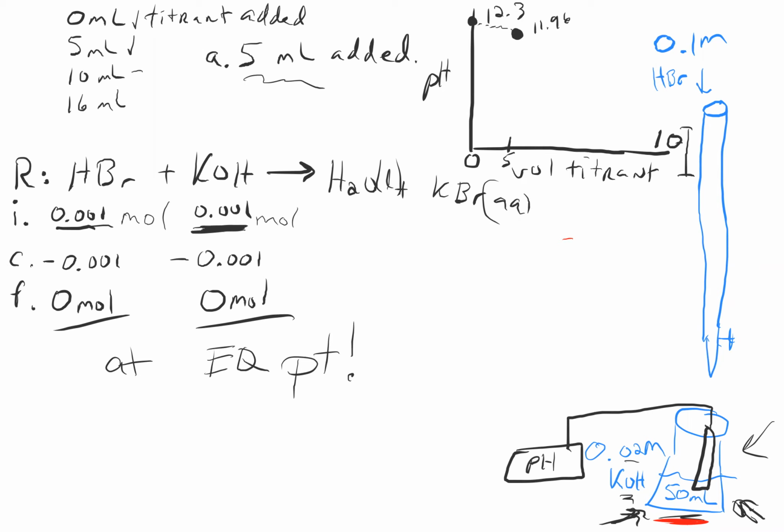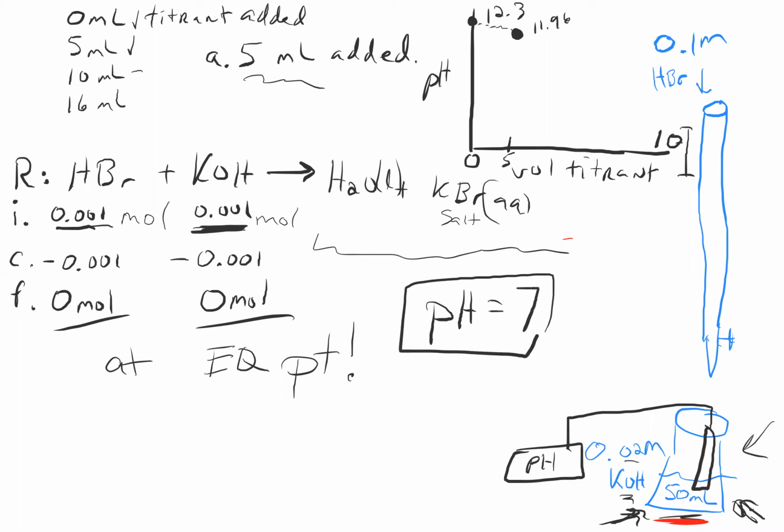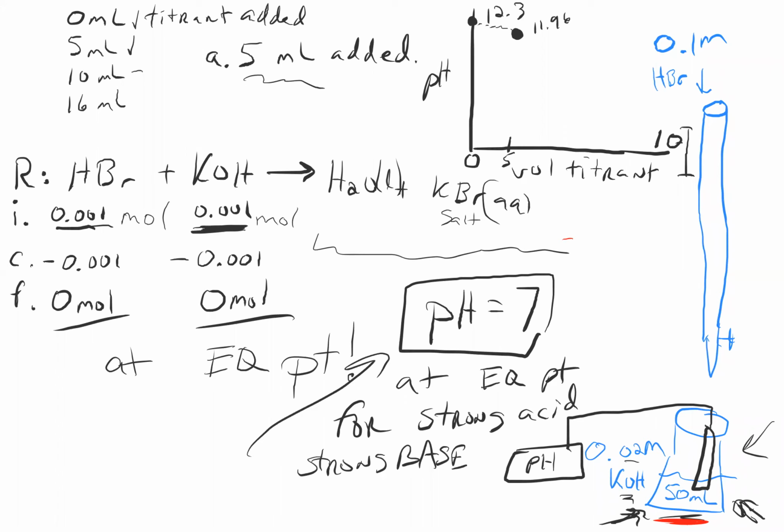Now, all I have in my beaker at this point are these components. I've got some pure water, and I've got some potassium bromide. This is our salt, strong acid, strong base. It has very little effect on pH at all. And all we've got is essentially this water. Now, we know that neutral water has a pH of approximately 7. So at the equivalence point for strong acid, strong base titration, and only for strong acid, strong base titration, is that true. pH 7 at the equivalence point.